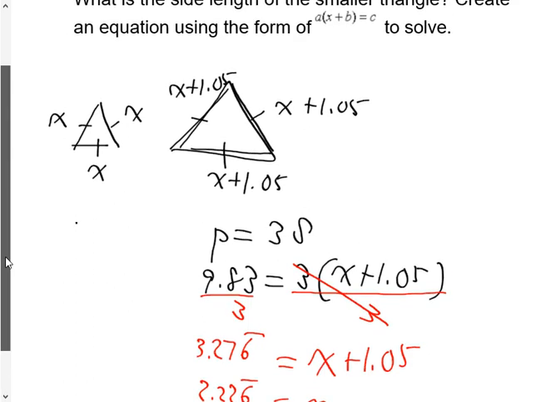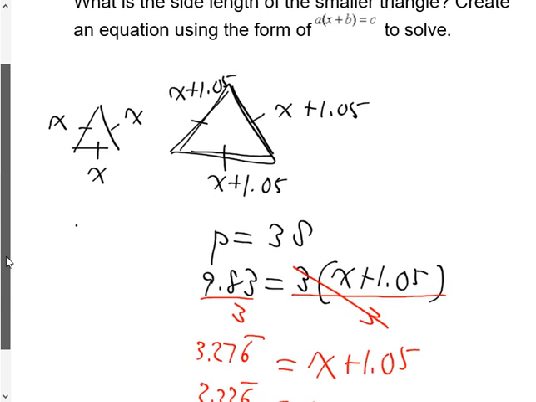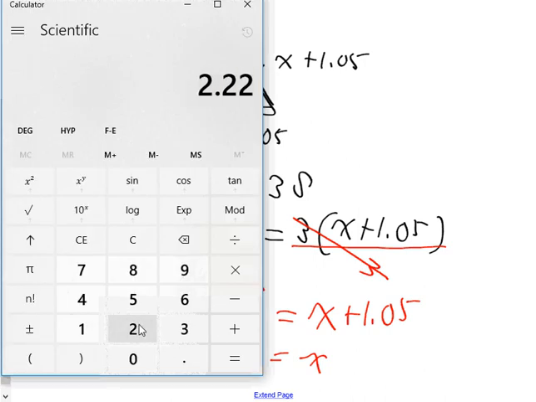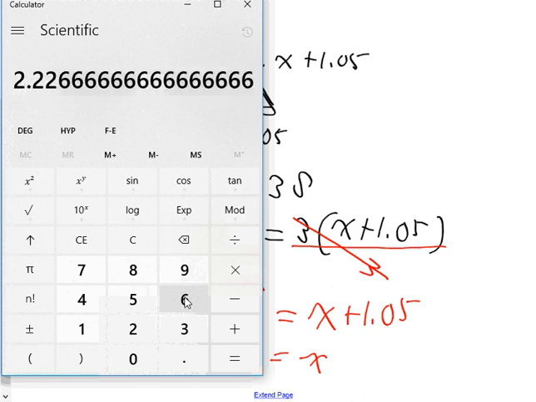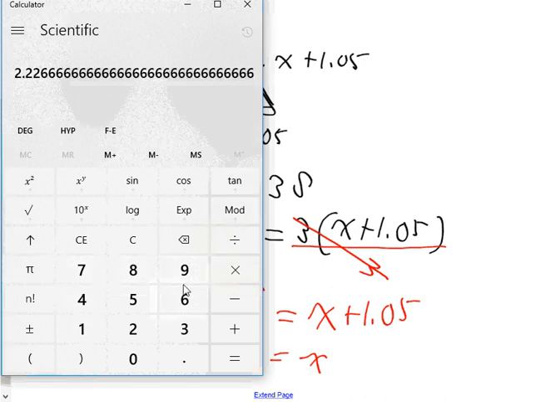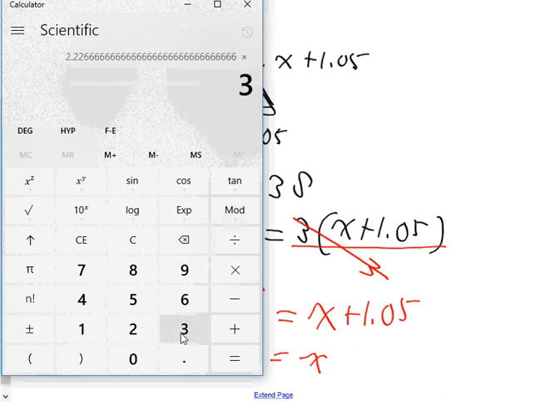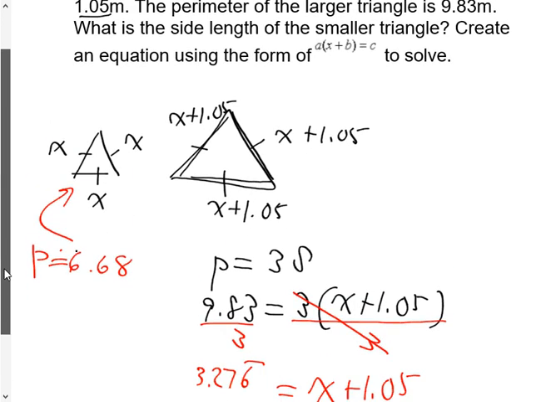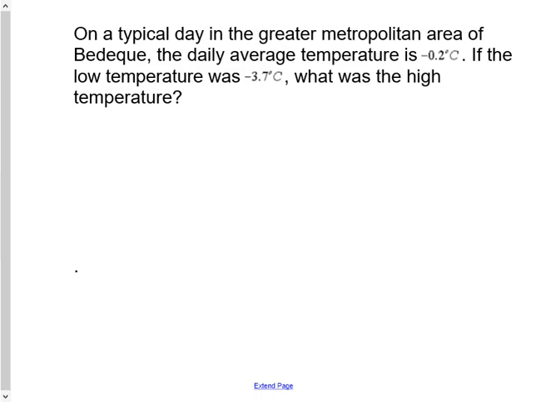So if that's the side length, how do I get the perimeter of the other one? What do I have to do with that x? If x equals this, correct. So 2.226 repeating, multiplied by 3 equals 6.68 roughly. I didn't need that. I just need the side length. Oh, never mind. Side length only. Okay. Next question. Actually, hold on.